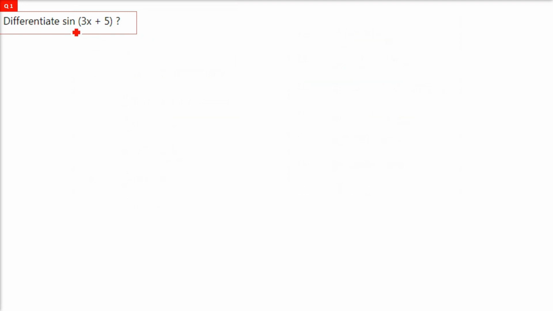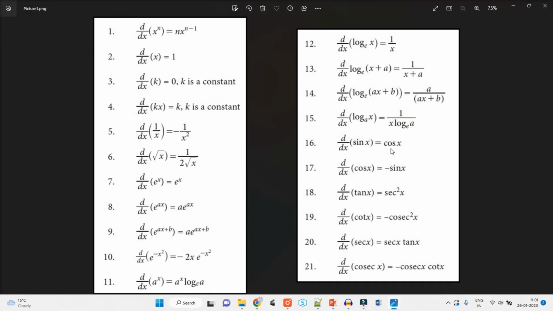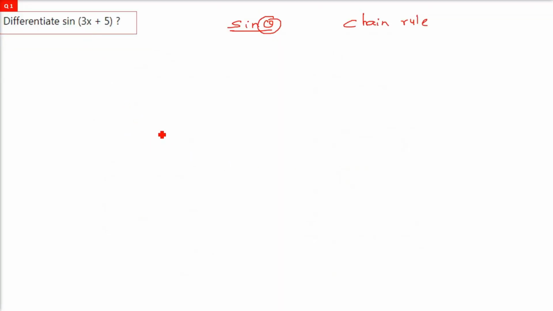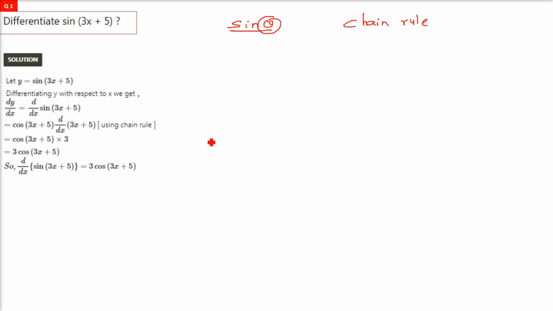Differentiate sine 3x plus 5. Now remember, this sine, if I assume it to be sine theta, first we have to do the differentiation of sine theta or sine whatever the content is. Then we have to differentiate the 3x plus 5, that is theta. Whatever is inside, we will go up to the limit where the differentiation can happen. That is called the chain rule. Because we know that sine theta, the differentiation is simple cos theta. But here we are dealing with sine 3x plus 5.